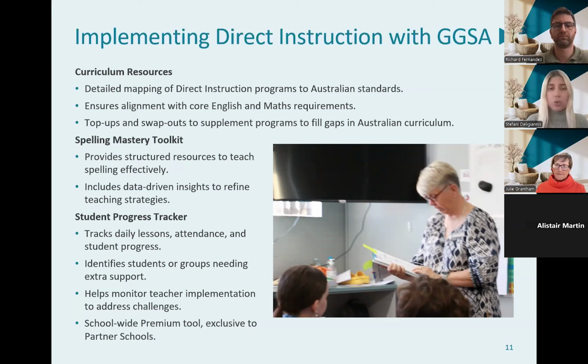The Spelling Mastery Toolkit, which contains structured resources and data-driven insights to support spelling instruction, and the Student Progress Tracker. So this is a simple, clear way to track lessons, attendance, effort, and student outcomes, which helps you to quickly identify gaps or students or groups needing extra support, and to monitor teacher delivery as well. And this is normally a premium tool, which is exclusive to our partner schools.